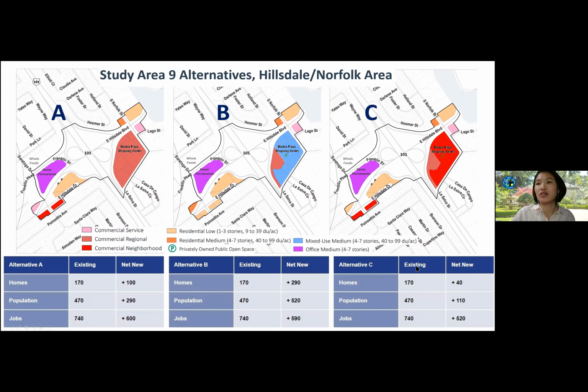So some key things to note in alternative C, you'll see it produces the least net new homes, whereas B and A would be increasing by at least 100 to 290. And then there's a comment or a question, just to clarify, does commercial neighborhood assume housing is included? They could allow housing, right, Rendell? Neighborhood commercial? Yeah, as a special use. Yeah.